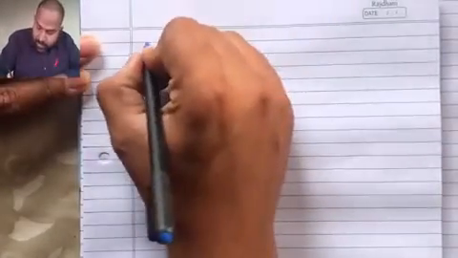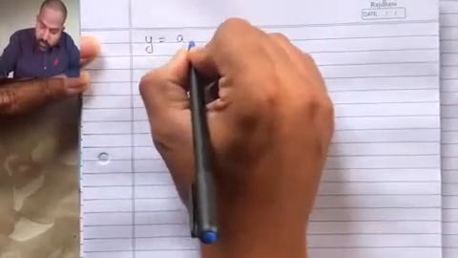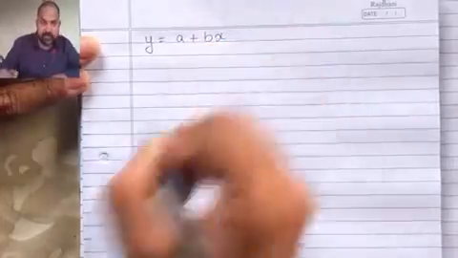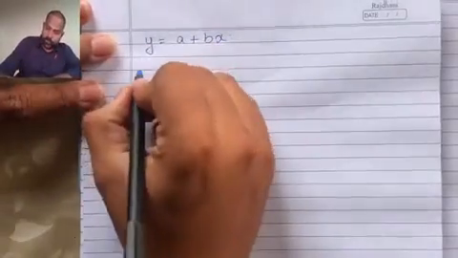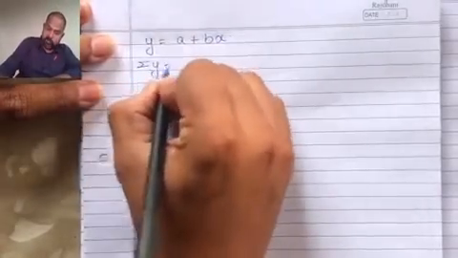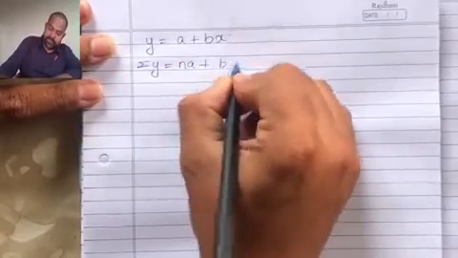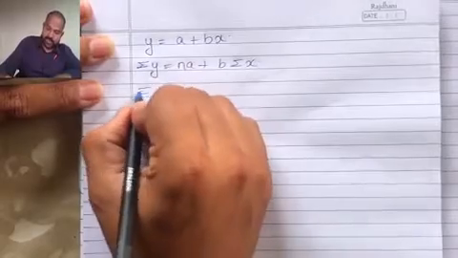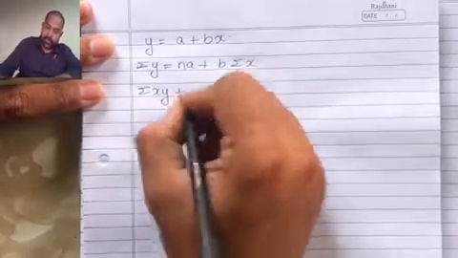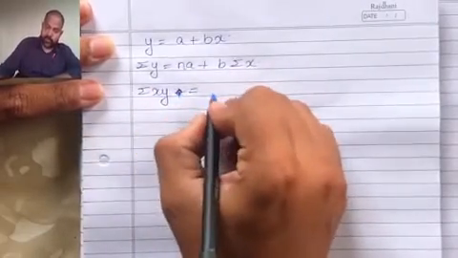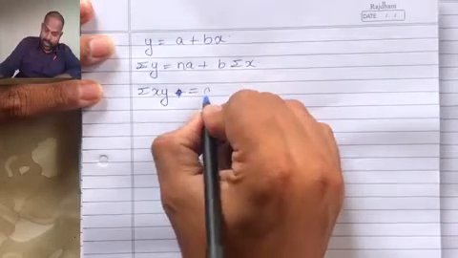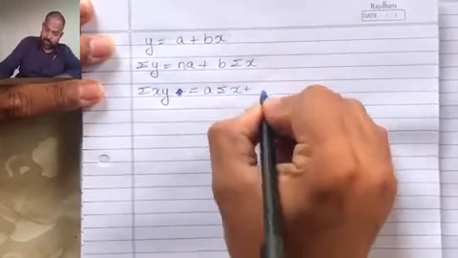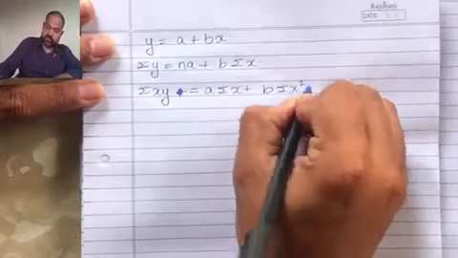I am trying to achieve Y is equal to A plus BX. How? With one equation, sum of Y is NA plus B sum of X. And the other equation is sum of XY is equal to A sum of X plus B sum of X square.